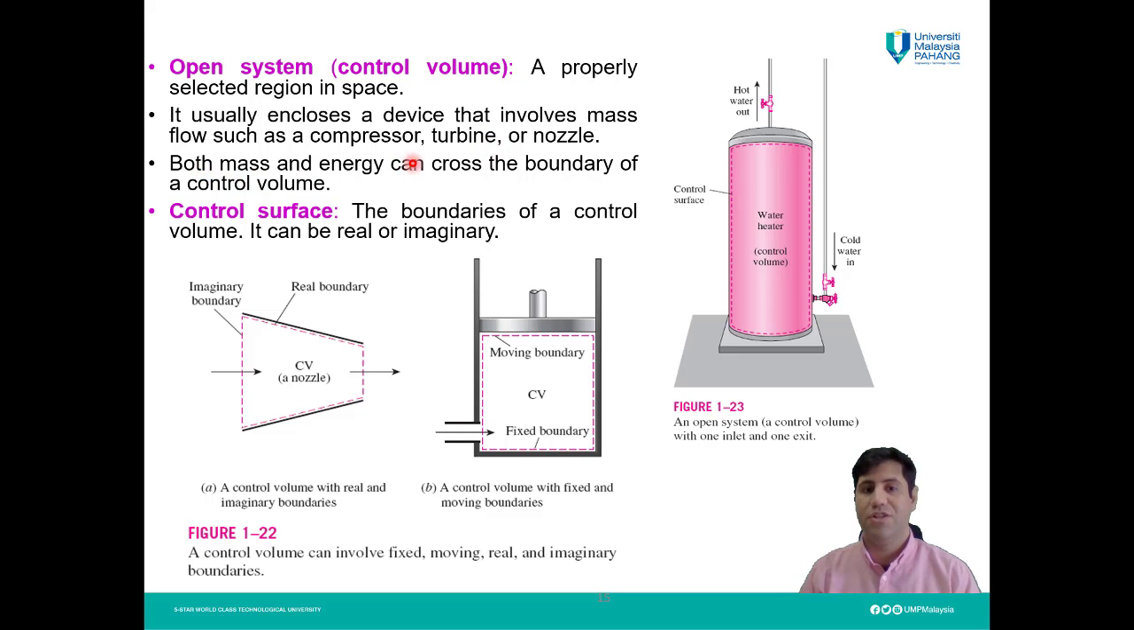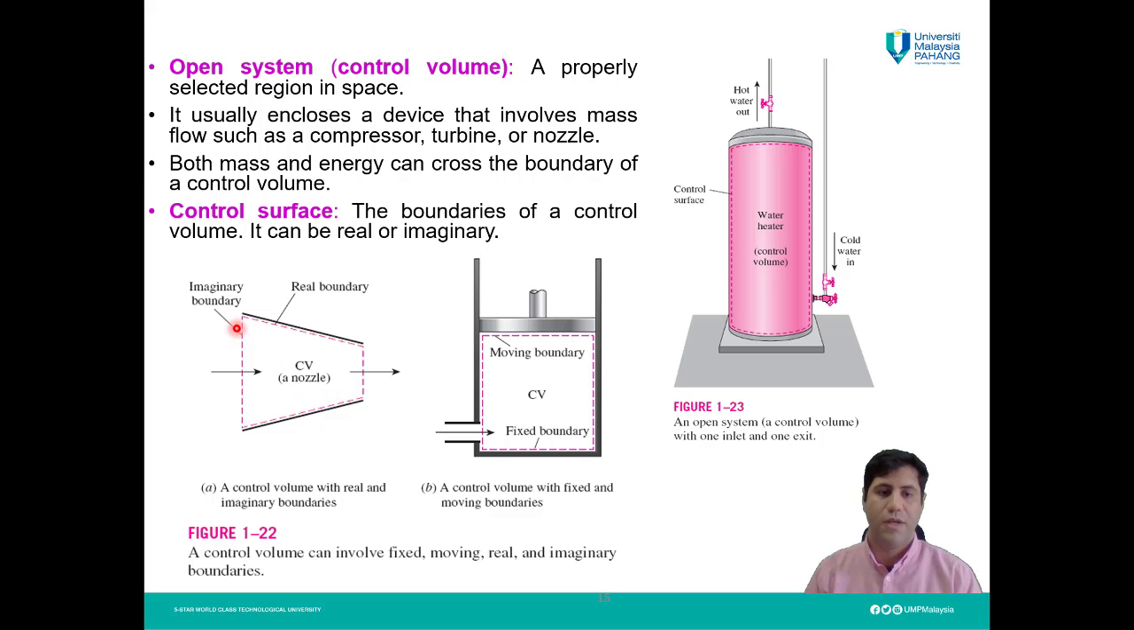And both mass and energy can cross the boundary of a control volume. This is the difference between open and closed systems. In an open system, we have mass transfer. In a closed system, we don't have mass transfer between the system and surrounding. And control surface is the boundaries of a control volume. So according to the definition of control volume, we can define control surface. Control surface is the boundary of control volume.